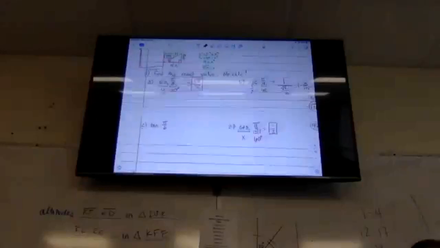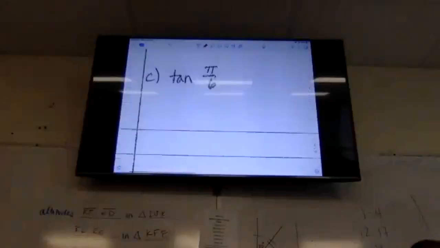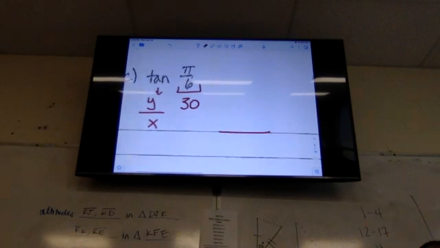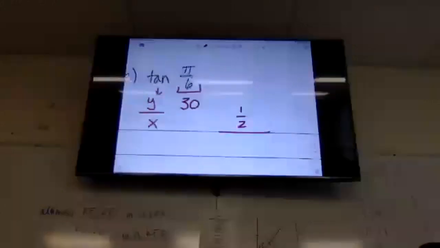All right, let's do tangent 2. Tangent of pi over 6. What degree is pi over 6? 30. And tangent is what in terms of x and y? Very good. So we're going to do a big fraction. We're going to do our y of our 30 degree divided by our x of our 30. What's your y for 30? 1/2. Good. So I'm going to do 1/2 divided by x, which is root 3 over 2.